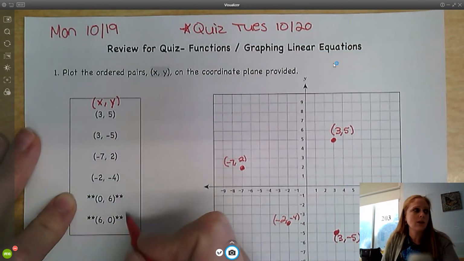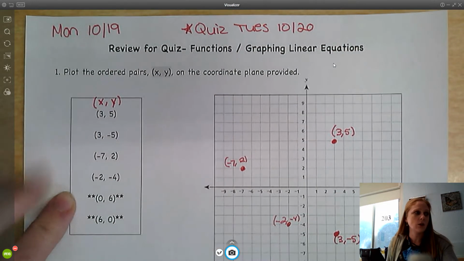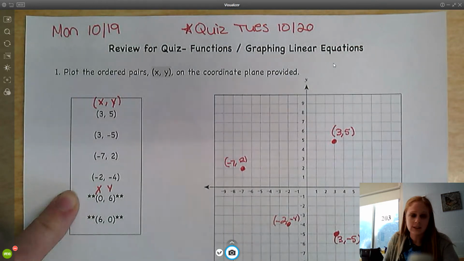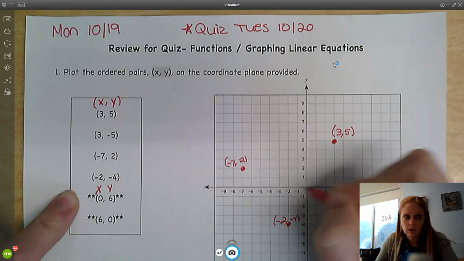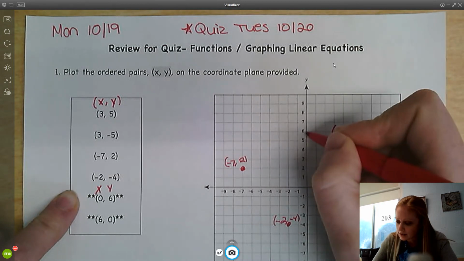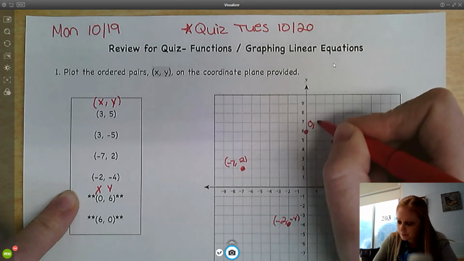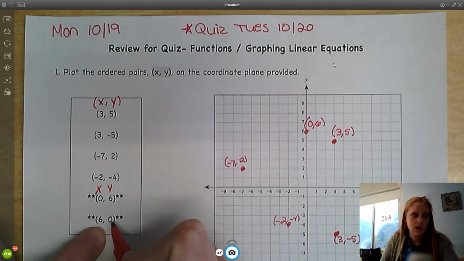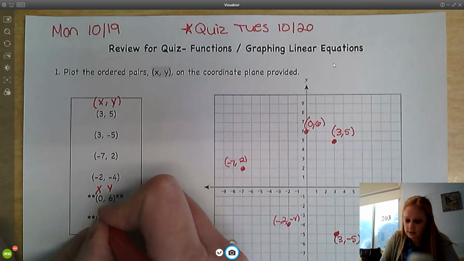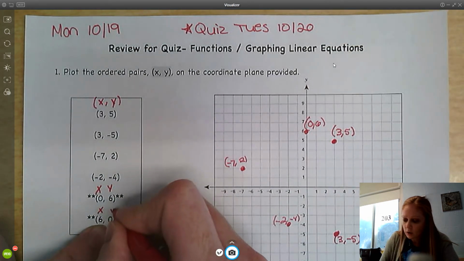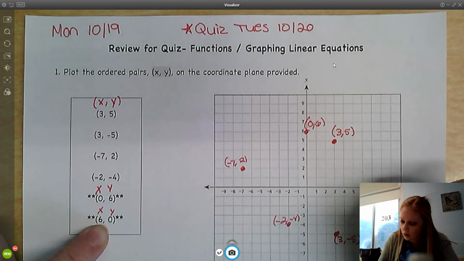Okay, these are the tricky ones that everybody always gets stumped on, so be careful. 0 comma 6. The x-coordinate is 0, and the y-coordinate is 6. So my x-coordinate is 0. I'm not going to go anywhere left to right. But then for my y, I'm going to go up to 6. Now the opposite, 6 comma 0. So my x-coordinate is 6. So I'm going to go to 6 on the x-axis. But then my y-coordinate is 0. So I'm not going to go up or down at all.